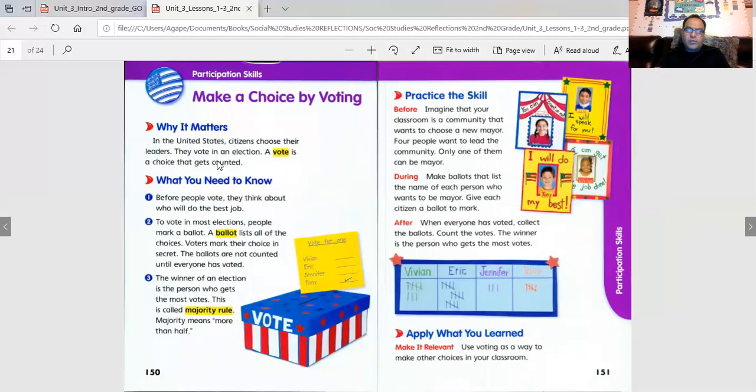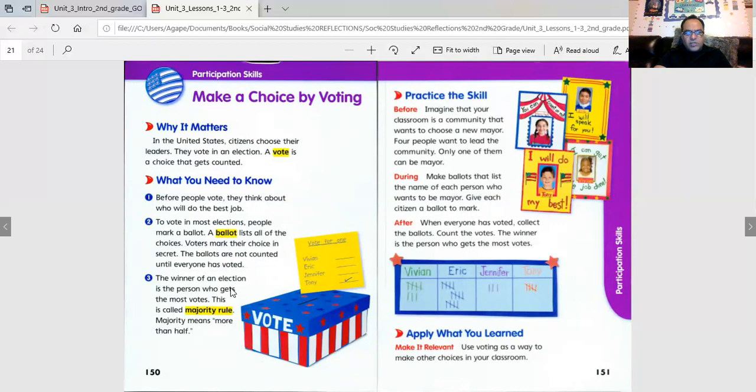Make a choice by voting. Why it matters: in the United States, citizens choose their leaders. They vote in an election. A vote is a choice that gets counted. What you need to know: before people vote, they think about who will do the best job. In most elections, people mark a ballot. A ballot lists all of the choices. Voters mark their choice in secret. The ballots are not counted until everyone has voted.